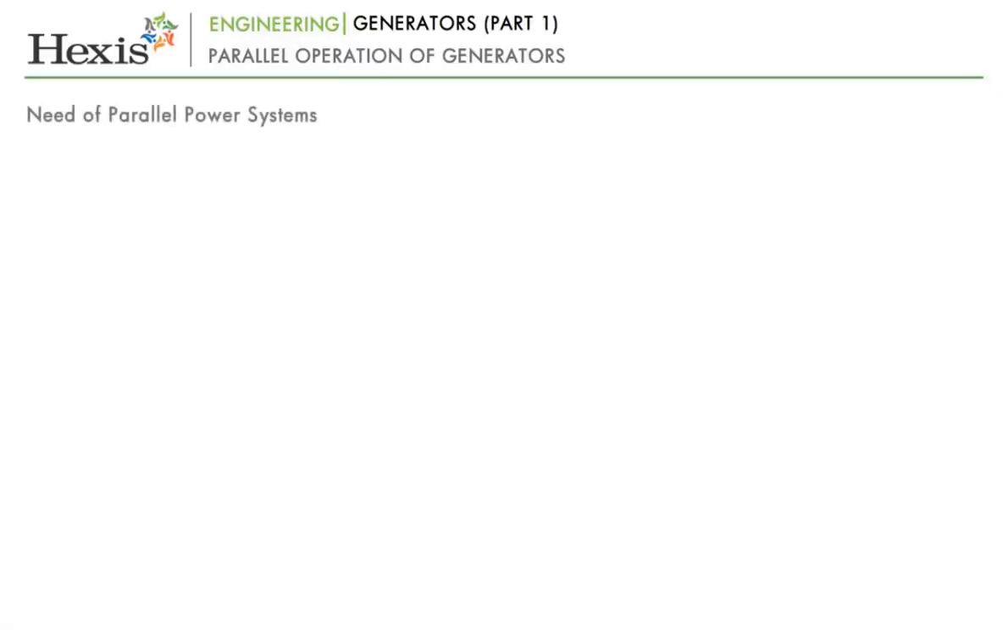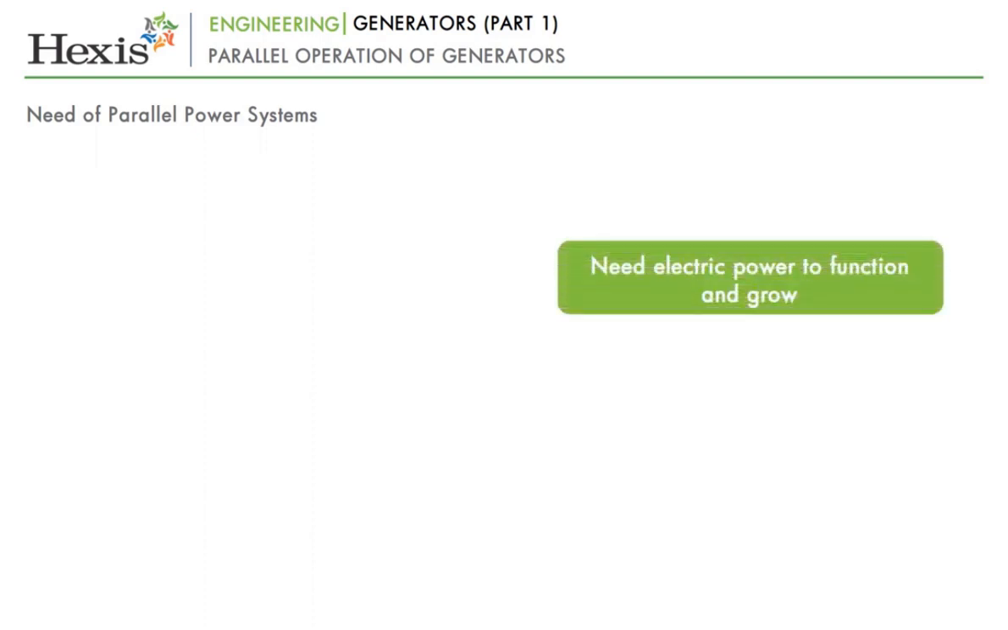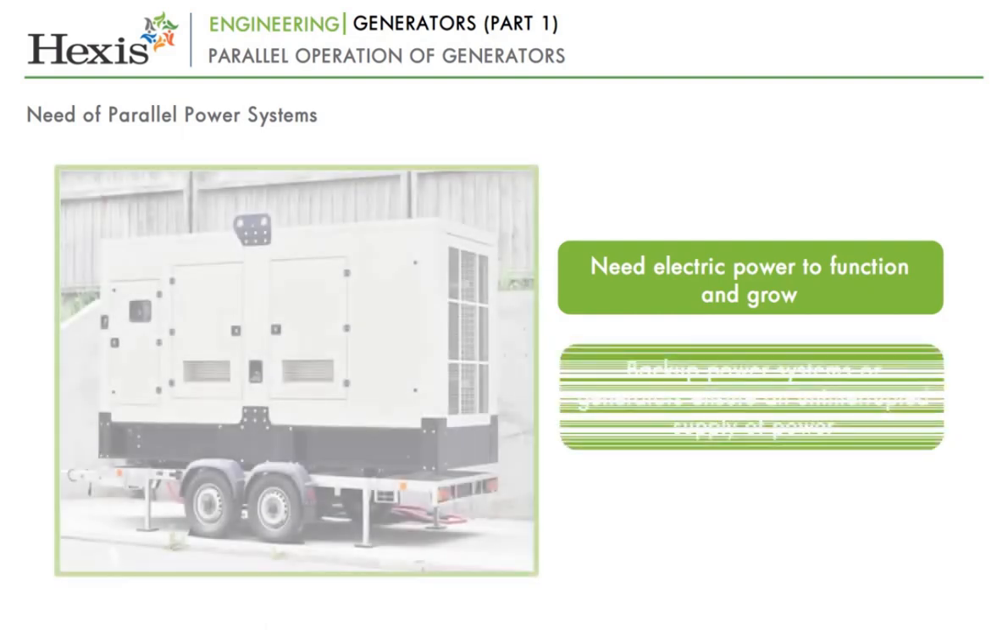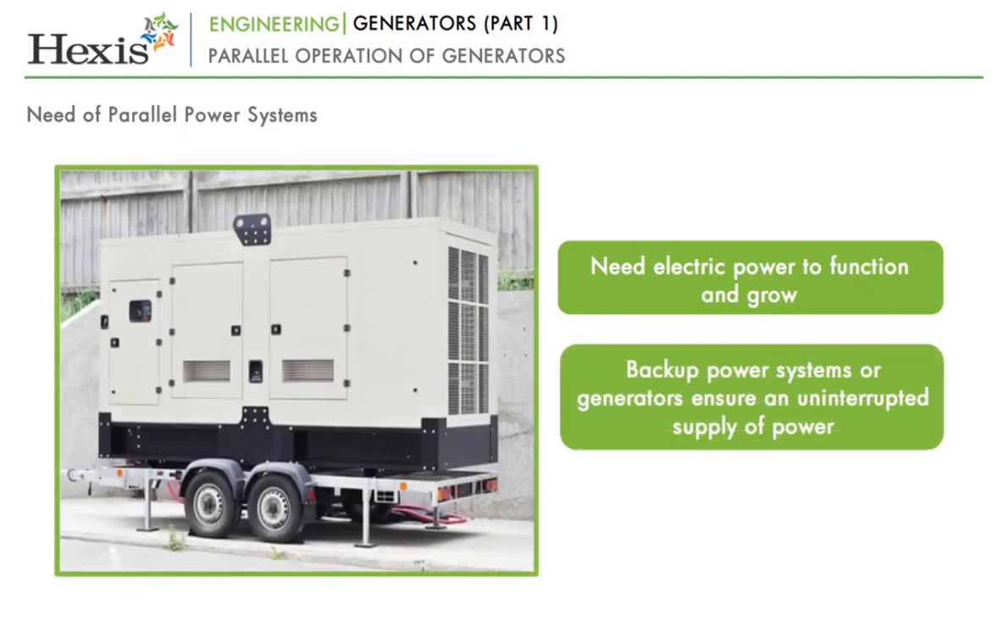Now that we have learned about automatic control switches and sensors, let us have a look at the parallel operation of generators. But why do we need parallel operating generators? As the world becomes more reliant on electric power to function and grow, backup power systems such as generators are playing an increasingly significant role in ensuring uninterrupted supply of power.